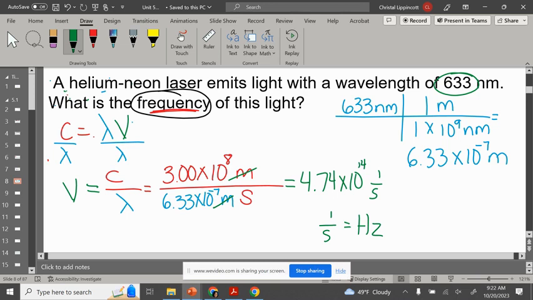How did you divide that with a calculator? Make sure you get this answer in your calculator. So you're going to go 3, second EE 8. Then you're going to hit your divide. And you're going to type in 6.33 second EE -7, not minus, -7. And make sure that you get my answer up there.